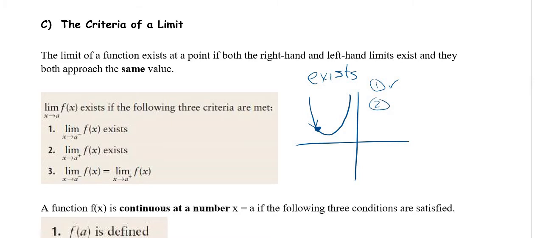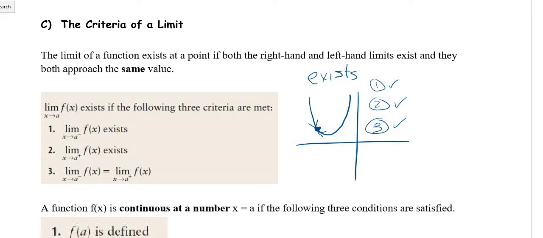Condition 2, let's take a look. It says the limit as x approaches a from the right exists. In this case, we're approaching a point, so that one exists. And lastly, the limit as x approaches a from the left is equal to the limit as x approaches a from the right, which essentially means, do they approach the exact same point? In this case, they do, so that exists.